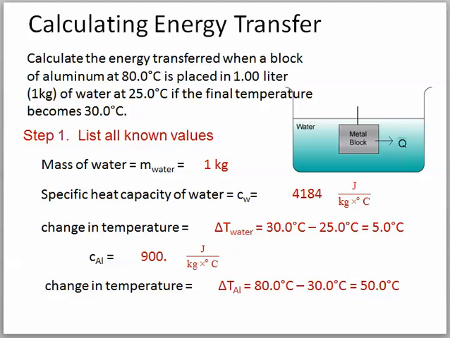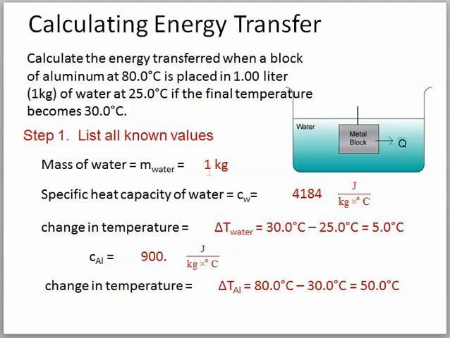All right, calculating energy transfer. We've got a lot of things on here for you to see, but calculate the energy transfer when a block of aluminum at 80 degrees Celsius is placed in 1 kilogram of water at 25 degrees Celsius if the final temperature becomes 30 degrees. Well, they have us list all the knowns here. What are the things we know?